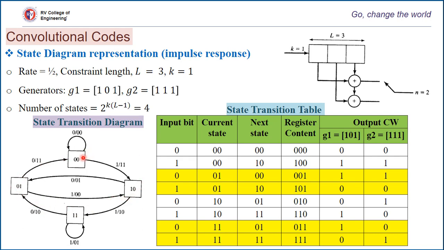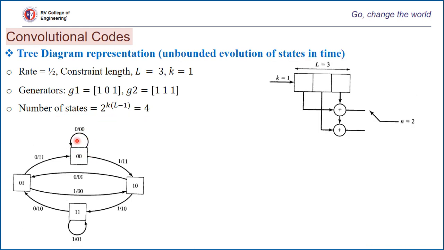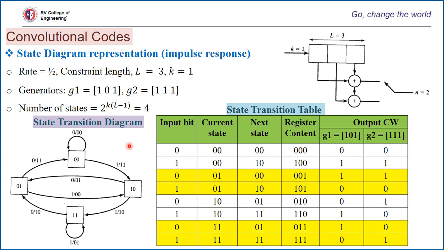And with the input bit varying, say you are currently in 00, if the incoming bit is 0, the output would be 00. So 0/00 represents input/output, and the arrow indicates the transition from one state to another. In this case, as long as the input bit is 0 and the current state is 00, it stays in the self loop itself. So with that understanding, we can find out the different paths here.